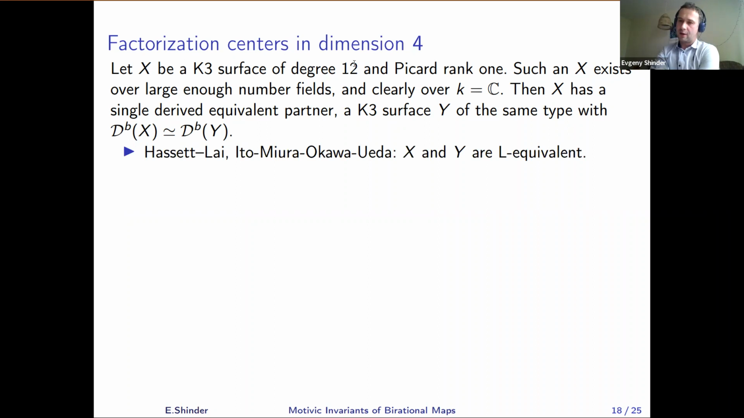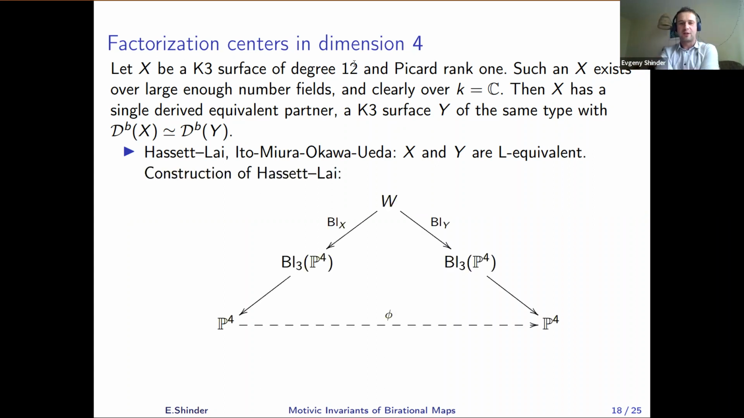The claim, when this originally appeared, is that these two classes are annihilated by a power of the affine line in the Grothendieck ring. Specifically, the construction due to Hassett and Lai goes as follows. There exists a self-map from P4 to itself, an element of Cremona 4, with the following factorization into blow-ups and blow-downs. First, you blow up 3 points, so they work over C; in general, this is an orbit of 3 points. Then one blows up X, and it's symmetric. On the other side, one contracts Y and then contracts onto 3 points. And this is the map.